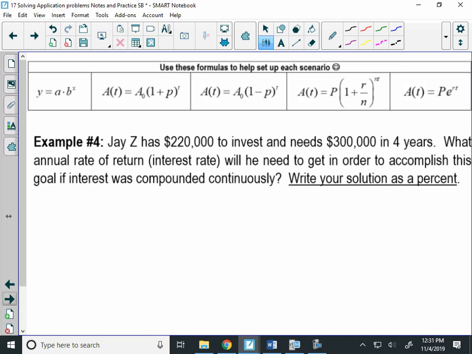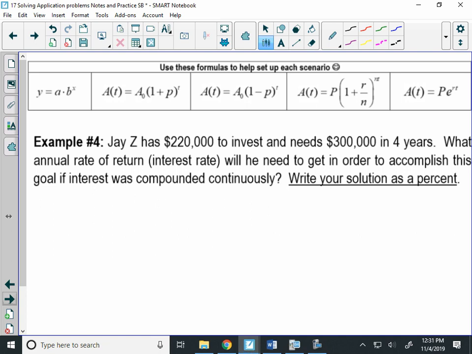JZ. I don't know when we wrote this, but apparently JZ was popular. JZ takes $220,000 and he wants to invest it. Because, you know, he just casually has $220,000 sitting around. That was like some of your college debt, right, from your project. He wants $300,000 in 4 years. I don't know what he wants it for. Maybe he wants to buy a fancy car, but he wants that much money. What annual rate of return or what interest rate will he need to find for his bank account to accomplish his goal?